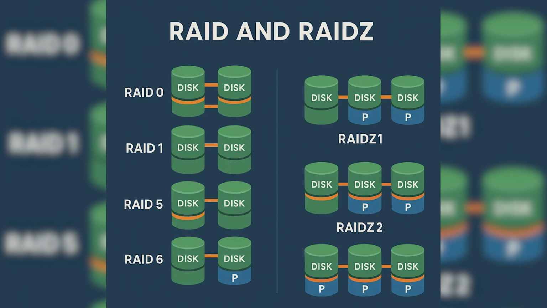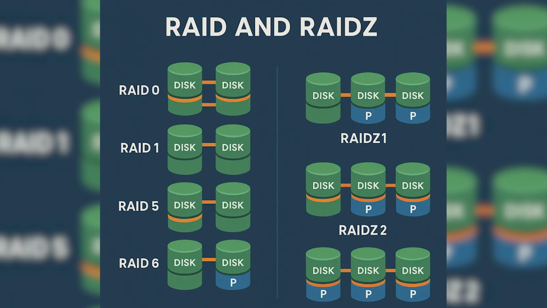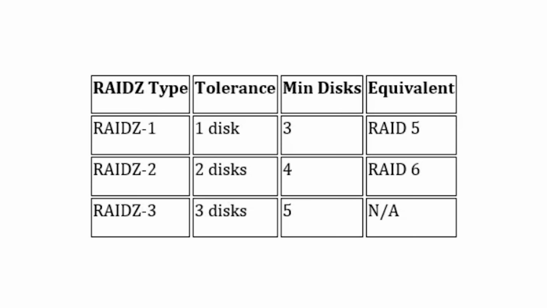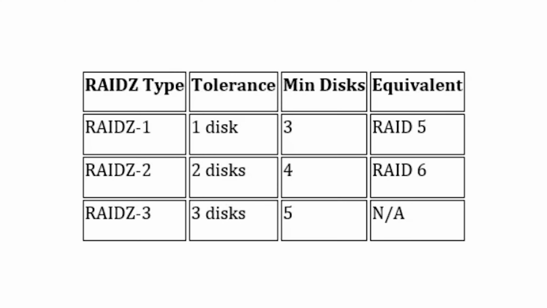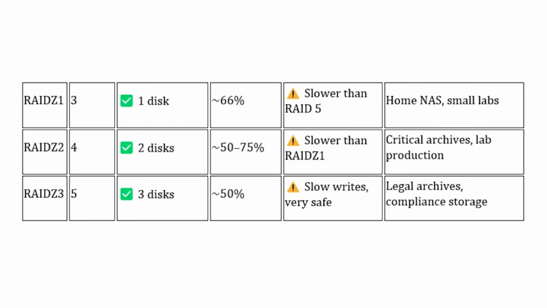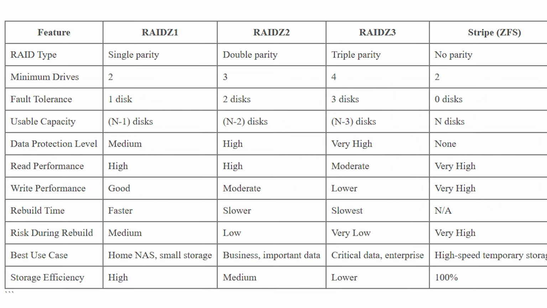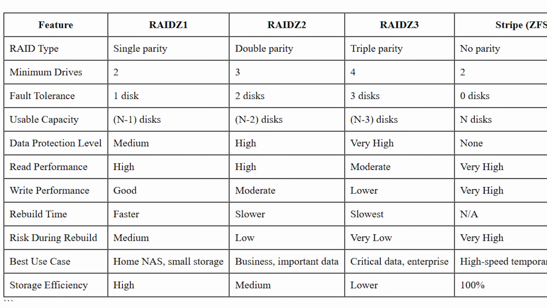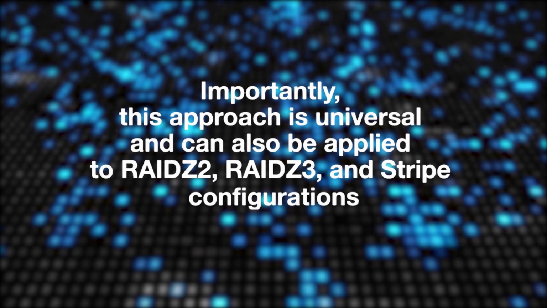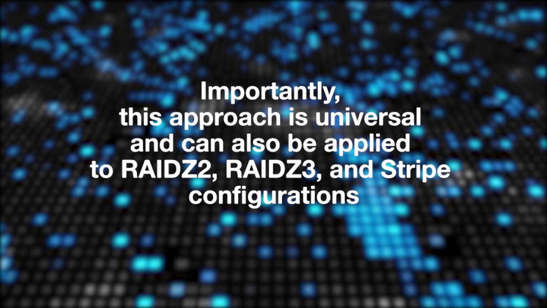In this video, various array configurations are used for demonstration: RAIDZ1 on 3 disks, RAIDZ2 on 4 disks, RAIDZ3 on 5 disks, and a Stripe array on 2 drives. We will examine the recovery algorithm for a RAIDZ1 array of 3 disks, specifically for a situation of complete hardware server failure or a critical error after a TrueNAS SCALE update. Importantly, this approach is universal and can also be applied to RAIDZ2, RAIDZ3, and Stripe configurations.